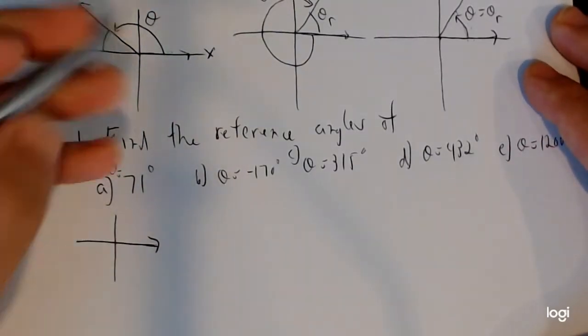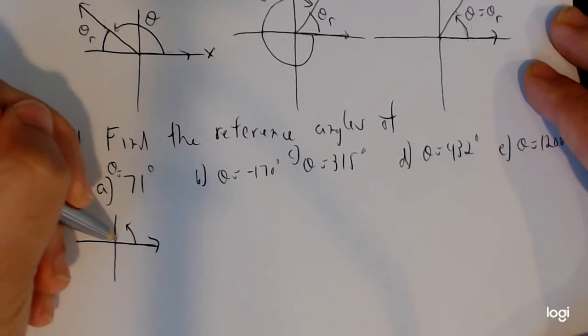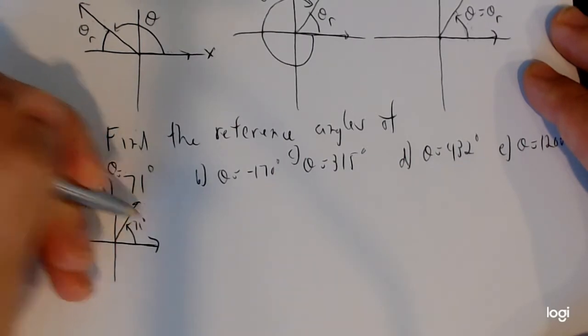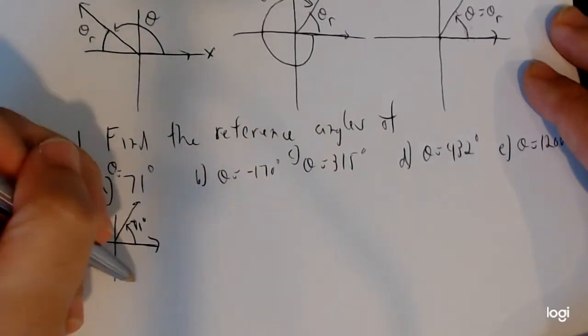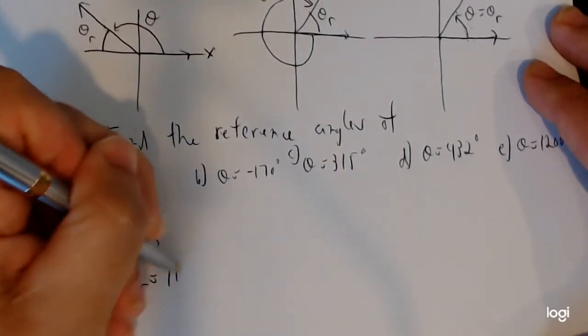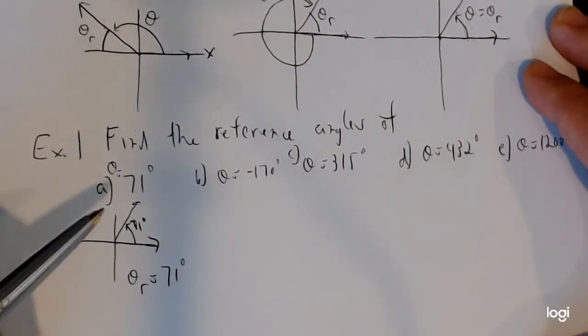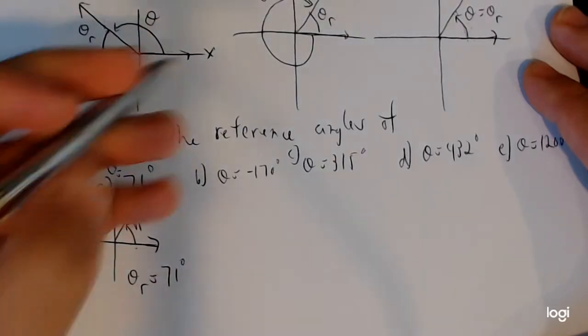So 71 degrees puts me in quadrant 1, and what do I notice? Since this is an acute angle, my reference angle would still be 71 degrees, because remember, our reference angle starts from the terminal side and goes to the x-axis.